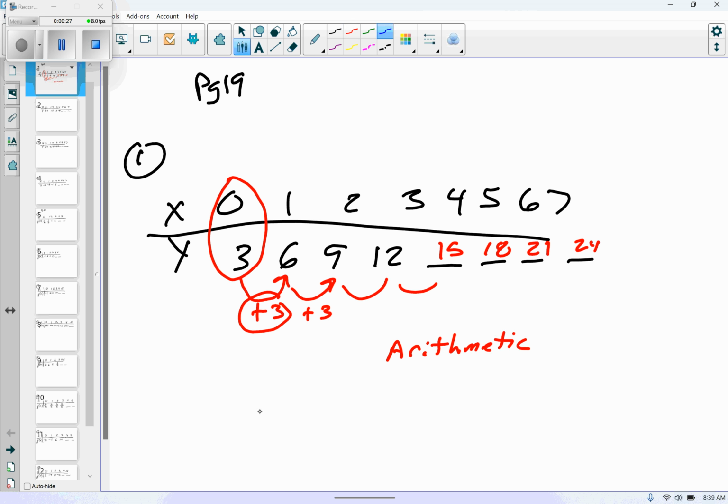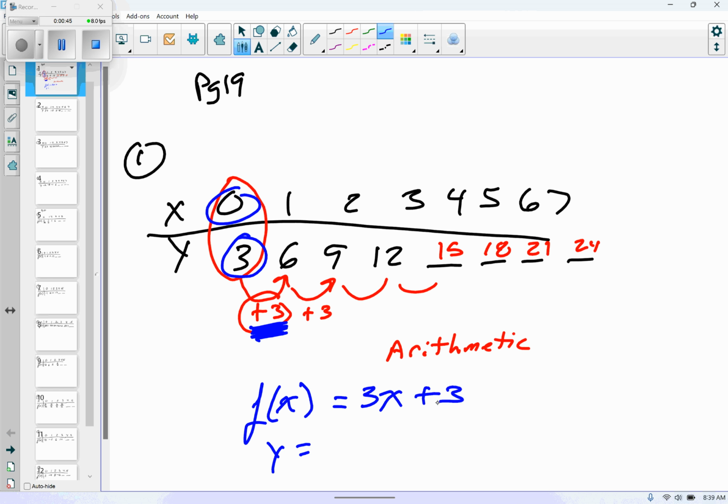So our equation is going to be, say, f of x, or you can put y equals. Either one of those is going to mean the same thing. The common difference is 3, so it's going to be 3x. And our very first term, as long as this is 0, will be plus 3. This equation will work, and as you plug 0 in, you get 3 out, plug 1 in, you get 6, plug 2 in, 3 times 2 plus 3, 3 times 3 plus 3, 3 times 4 plus 3, etc. Okay, so you can list this in either of those locations. That's how it works.